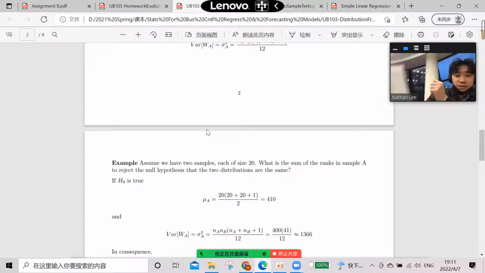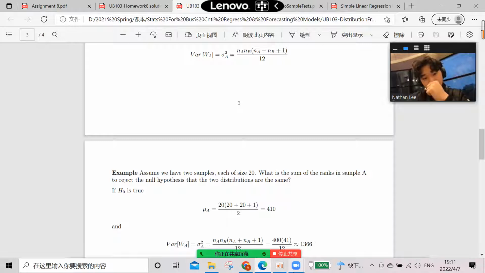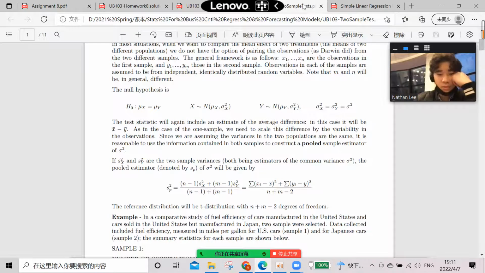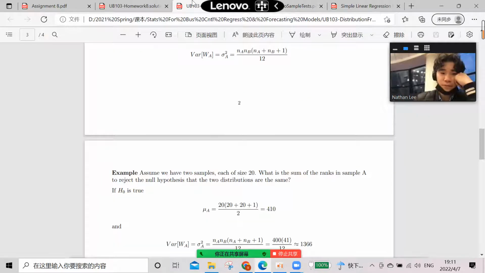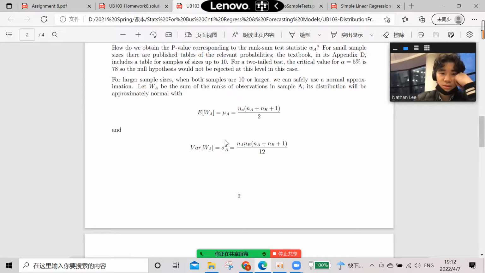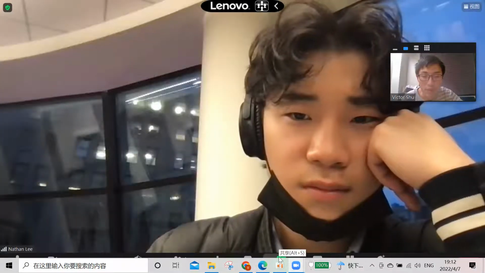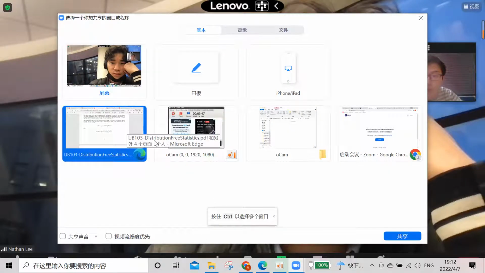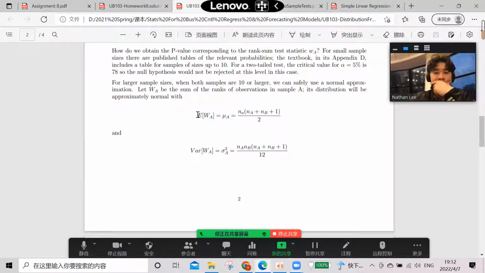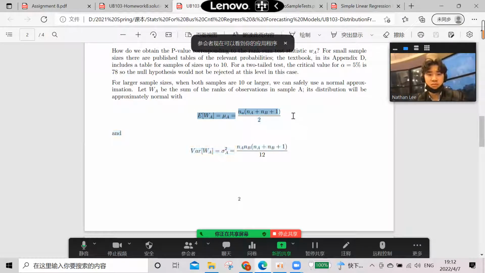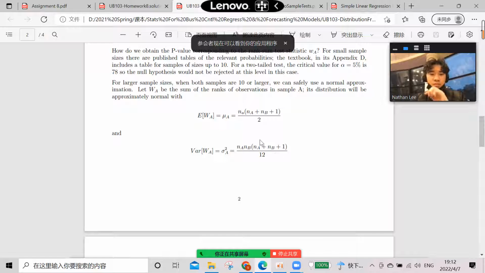Basically, a Wilcoxon rank test is, first you have to list all those numbers and sort them, to have them ranked. Here are some formulas on the Wilcoxon rank test. So the expected number of A, I think I should reshare this one. Here is the expected number of A, and then the variance of A. I'll talk about the first one, the expected number of A.